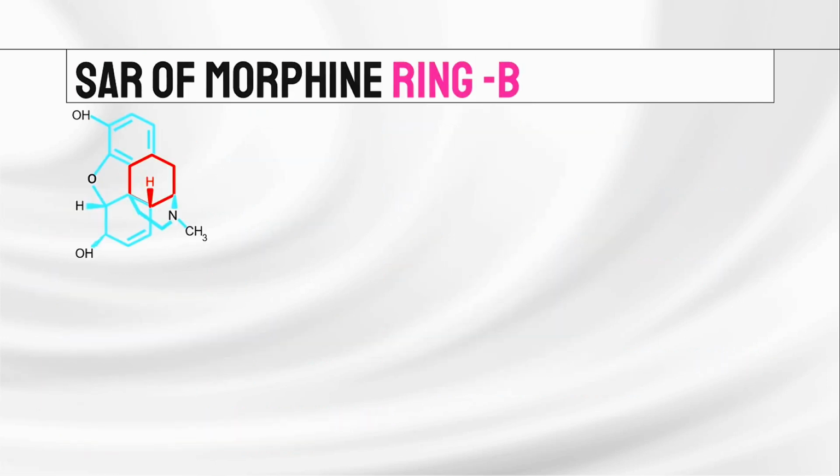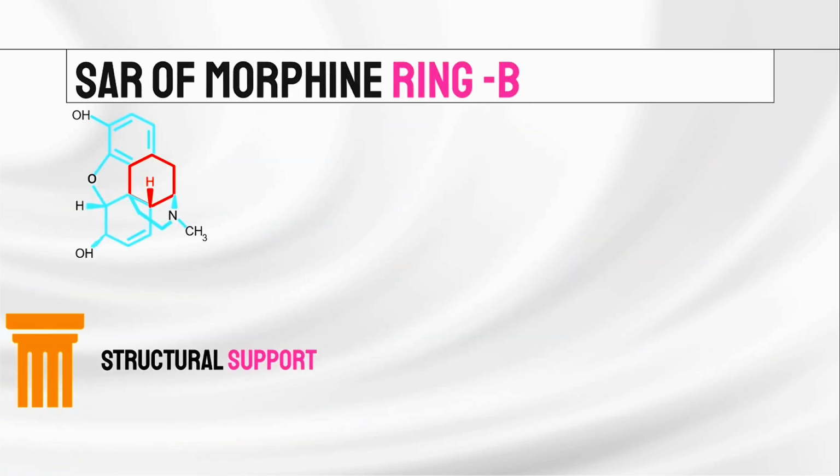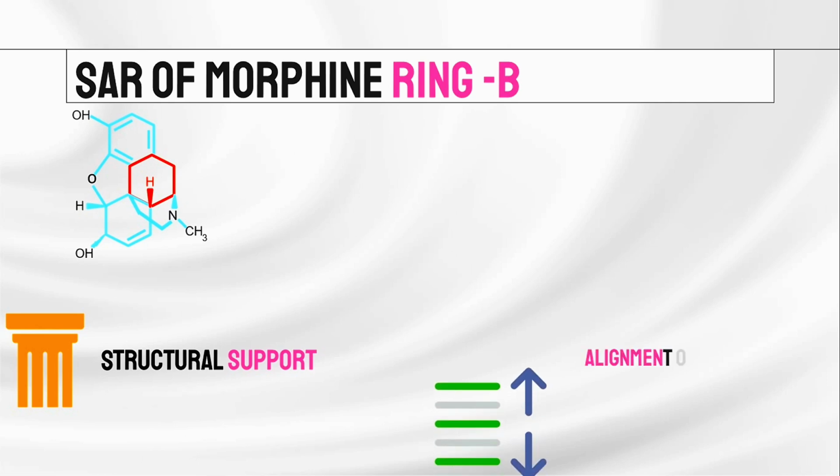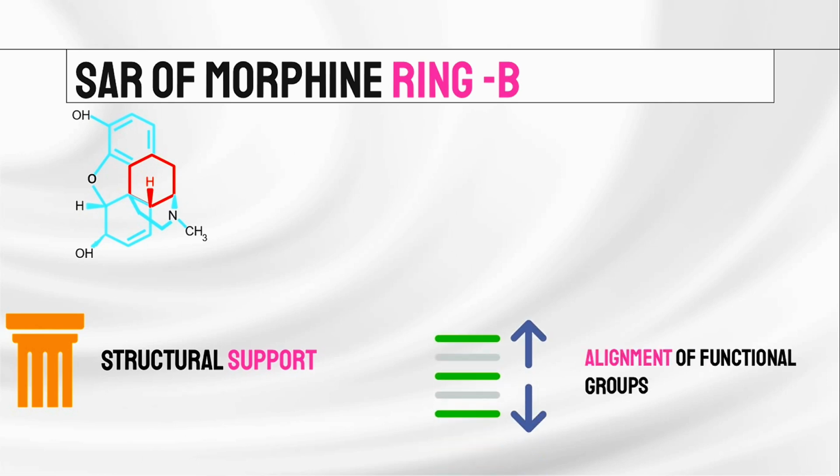Structural support: provides rigidity and maintains the conformation necessary for optimal binding to the mu-opioid receptor. Alignment of functional groups: ensures that key functional groups, such as the phenolic hydroxyl group on ring A and the tertiary amine on ring D, are correctly positioned for receptor interaction.